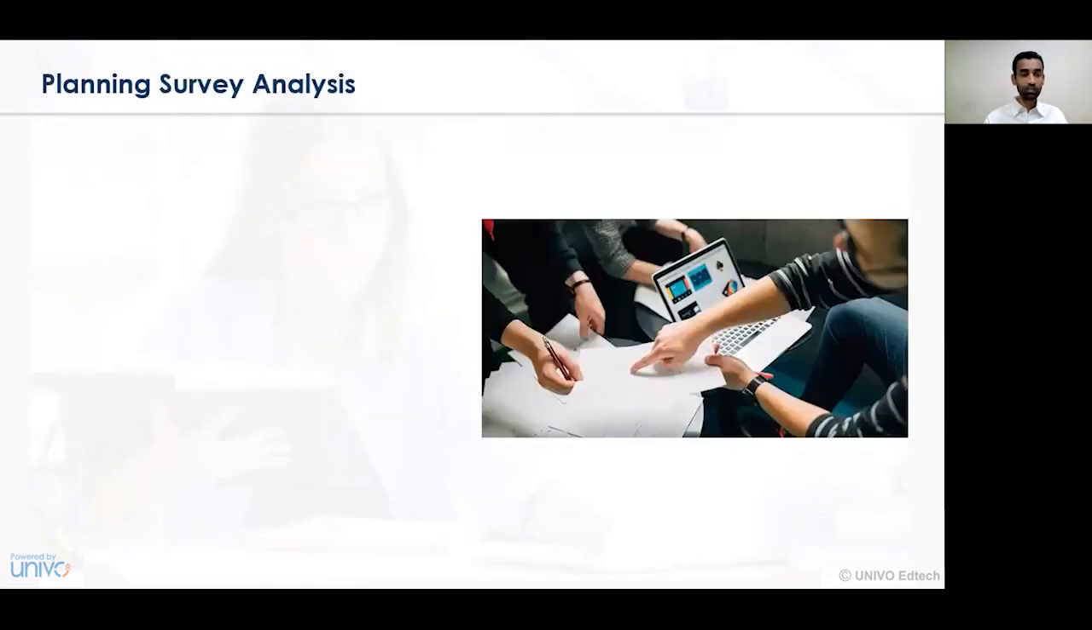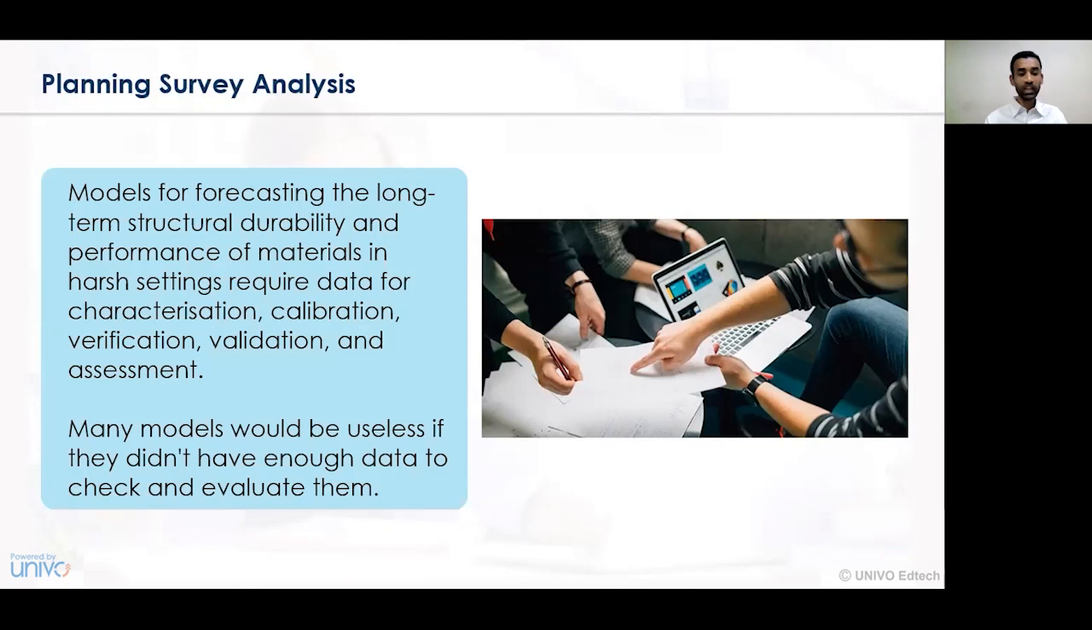Now let's begin our learning by understanding what we mean by planning the survey analysis. Planning the survey analysis is a concept wherein whatever information or data we are collecting from various sources, be it a primary source or a secondary source, we need to plan a particular activity. This planning is essentially required in order to ensure that whatever plan or activity we are going to undertake or continue is always a perfect one.